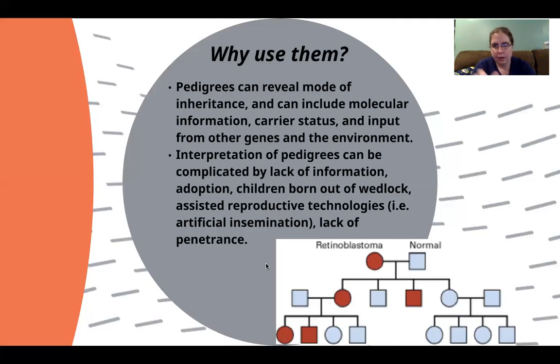Now, if we look at the pedigree down here, we have 3 generations, 1, 2, 3. And in this, we see that 5 people have the trait. 1, 2, 3, 4, 5. Now, given how only 5 out of all these individuals have it, it's likely to be a recessive trait.